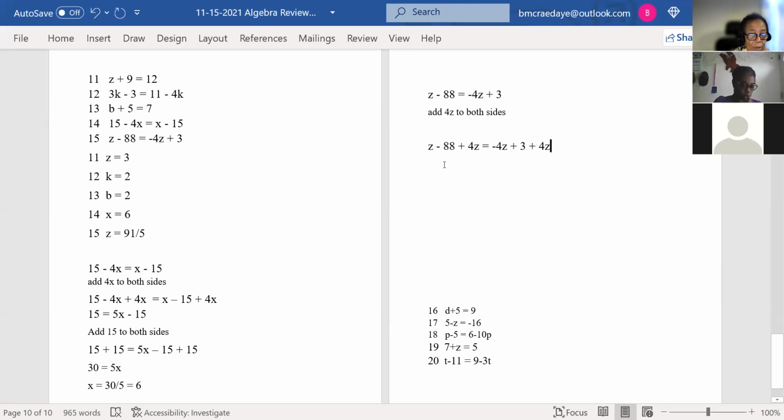So what do we get on the left side, Maureen? What's a 1Z? That's a 1, the default. Let's put the 1 here. What's a 1Z plus 4Z? 5Z. Right, so that's 5Z, add the coefficients. 5Z minus 88. And what do I get on the right side? A minus 4Z plus 3 plus 4Z. What is that equal to?